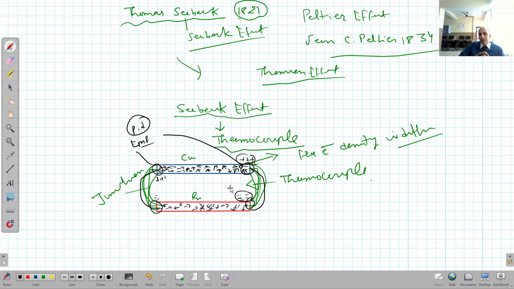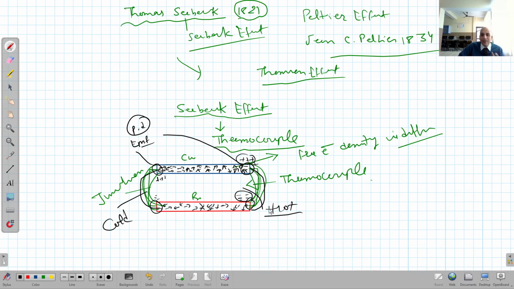Now we know very well that the density of the free electrons or the Fermi level of metals depend upon temperature. Clear? So I can increase or decrease the density of free electron by changing the temperature. So if I make this junction cold and this junction hot, what will be the result?